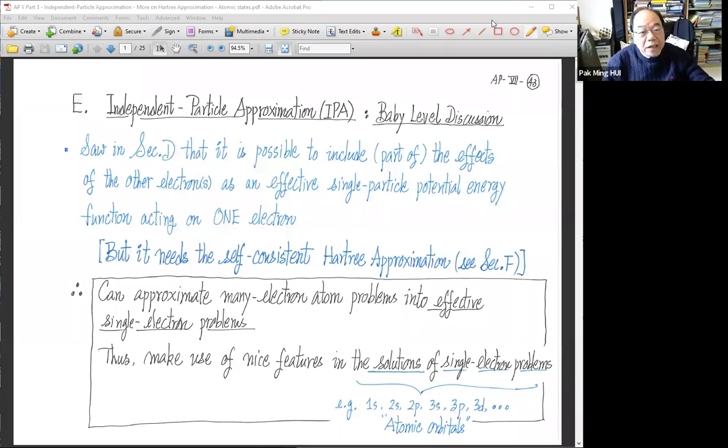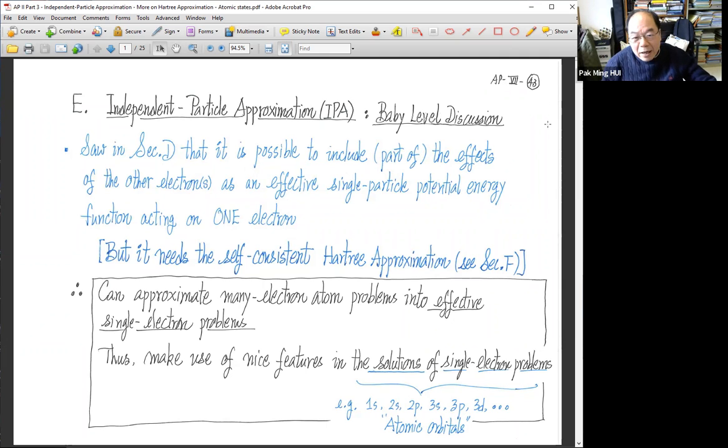So that hooks up naturally to the next section, which is much simpler. Okay, so this section formally introduced the name independent particle approximation. All in all, that is the goal. We want to reduce Z electron atom problems to single electron problems.